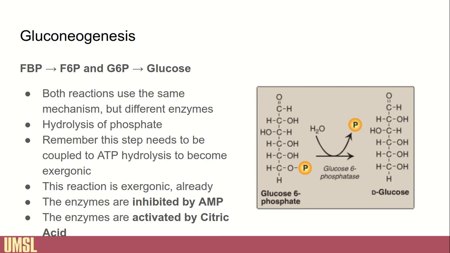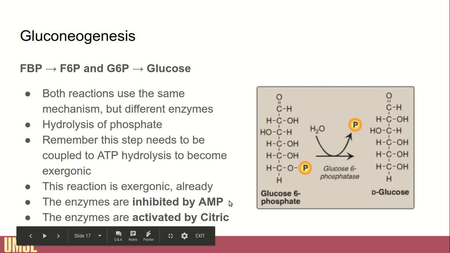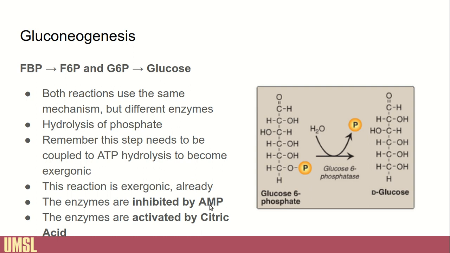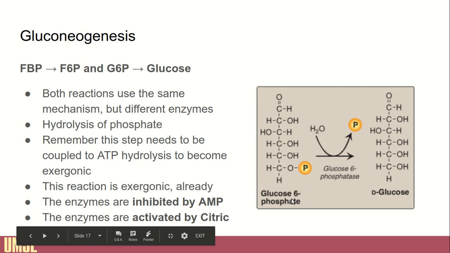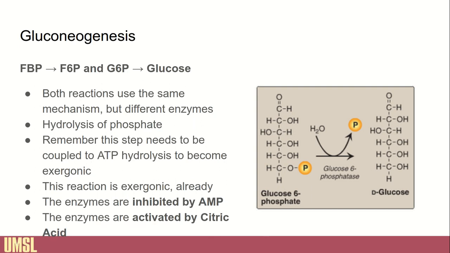The enzymes are inhibited by AMP, and the enzymes are activated by citric acid. So there are feedbacks on how this enzyme responds to the nutritional state of the cell. If things are good, you want to begin building compounds, right? If there's a lot of citric acid, it says to the cell there's a glut of carbon, and we need to build stuff, we want to store carbon, or we want to make new cells.